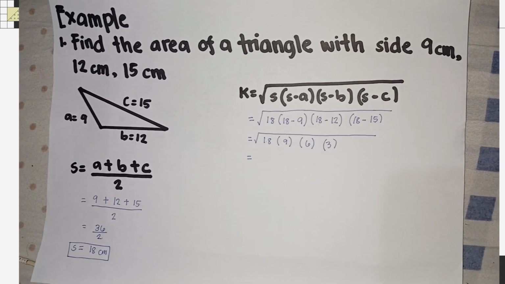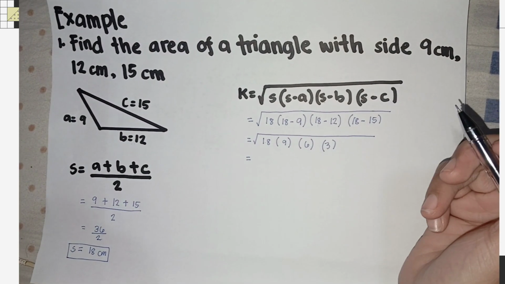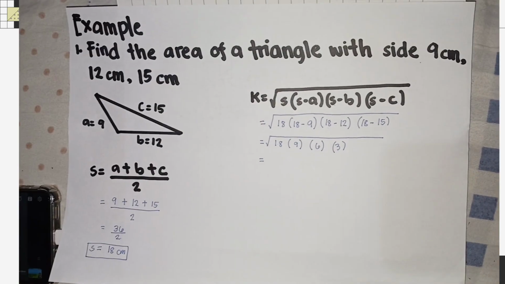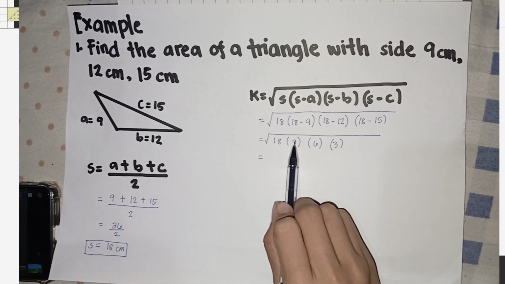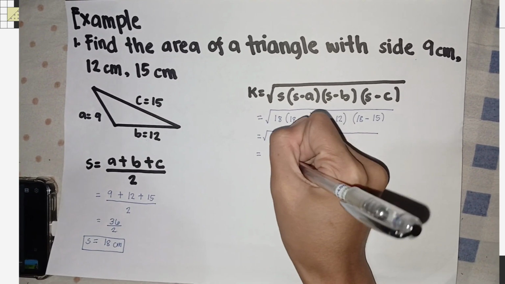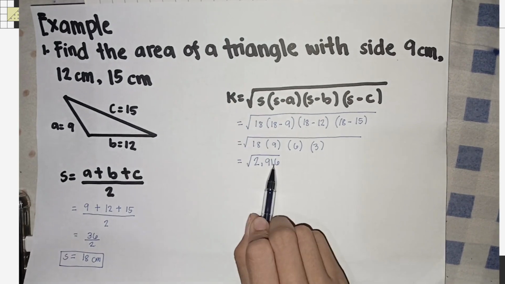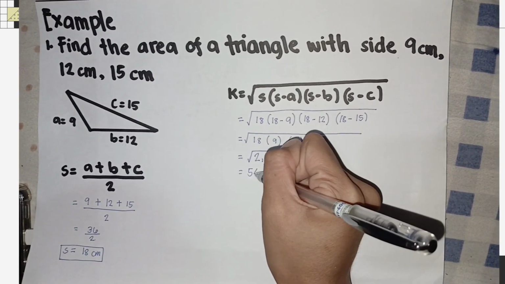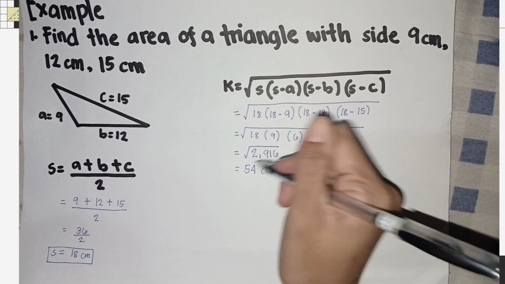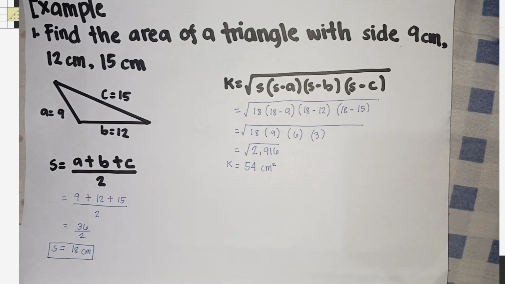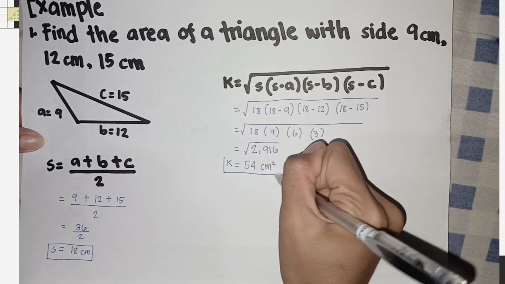On simplifying, we get area is equal to, under the root sign, 18 times 9 times 6 times 3. Then we get the square root of 2,916. Then we get the final area is equal to 54 square centimeters.